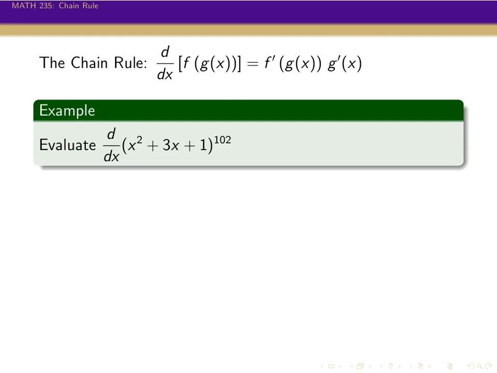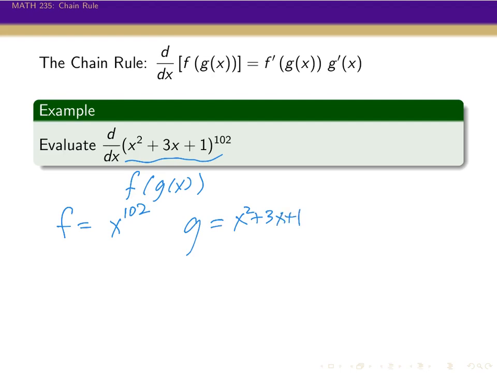So how can we break this up? How can we think about this as being f of g of x? So we need to think about what our outside function is and what our inside function is. And so for f, our outside function, well, the quadratic on the inside is being raised to the 102nd power. So our outside function can be x to the 102nd. Then our inside function is going to be the quadratic.